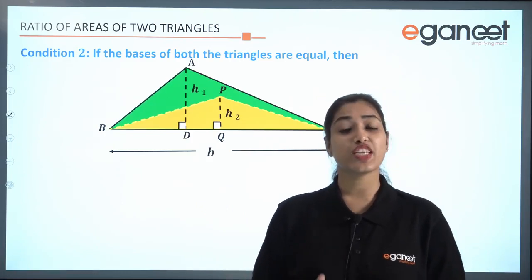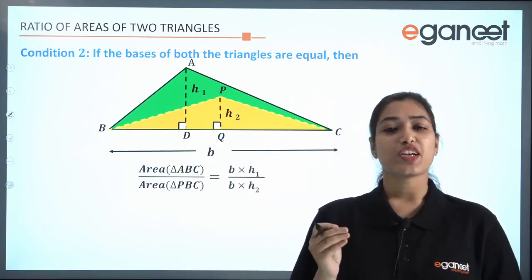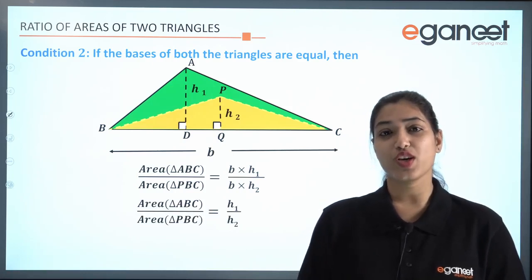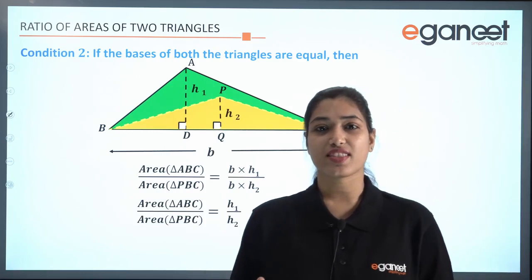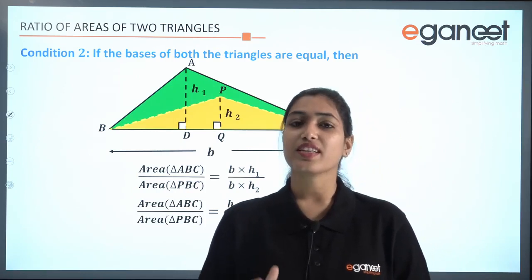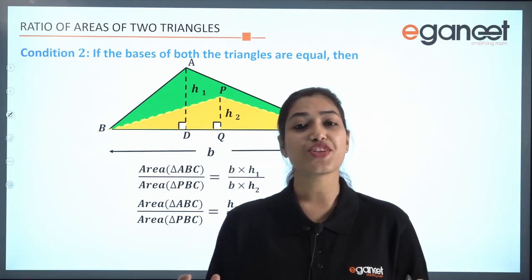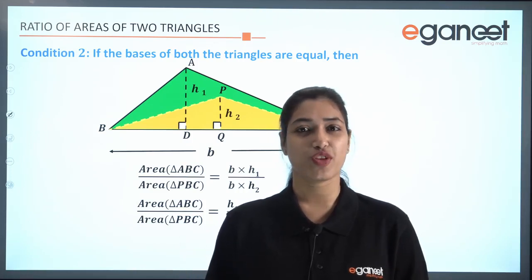Yes, it will be equal to simply the ratio of corresponding heights, that is H1 upon H2. So, whenever the bases are common for the two triangles, then the ratio of areas of two triangles is equal to the ratio of corresponding heights of the triangles.